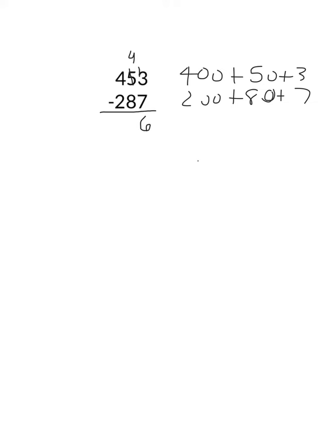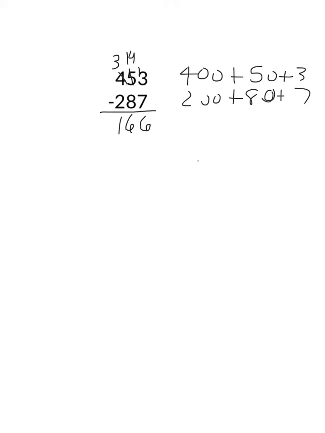Now I have 40 Skittles in this category. Can I give 80 Skittles? I can't. But if I borrow from the 100, I can borrow 10 tens, which is 100. So now I could have 14 here. 14 minus 8 is 6. 300 minus 200 is 100.